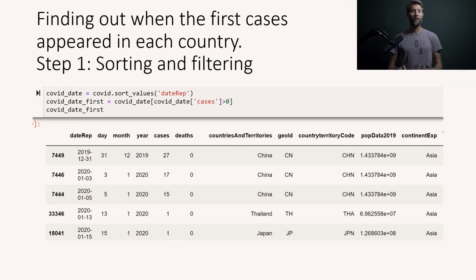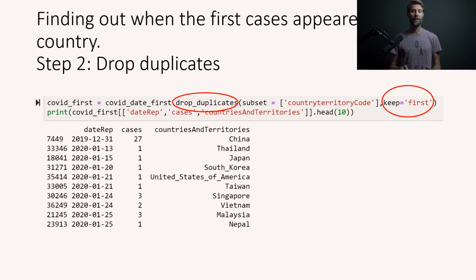To get an overview of the dates on which the first cases were reported in each country, we start by sorting the data frame on the date reported field. After that, we create a subset of the rows in which there was at least one new case reported. The second step we take is to drop duplicates by applying the drop_duplicates function. We only keep the first row of each country by applying the keep parameter. Since we sorted the data on the date reported field in step 1, we can be sure that the date of the first case is included in our final data frame.